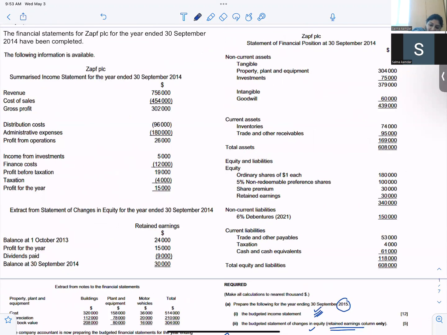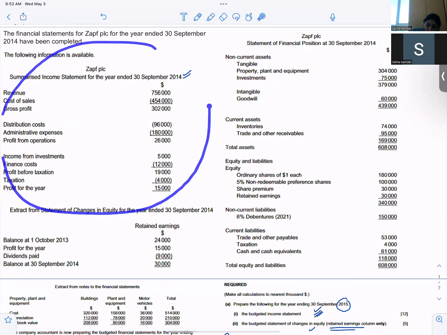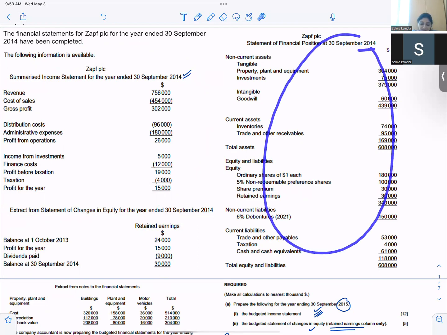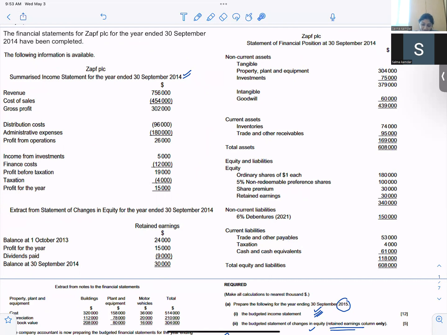We are already being given an income statement of 2014. If you look over here, we are already given income statement of 2014. Retained earning columns, extract of statement of changes in equity is already given, but of 2014, and statement of financial position is given for 2014.